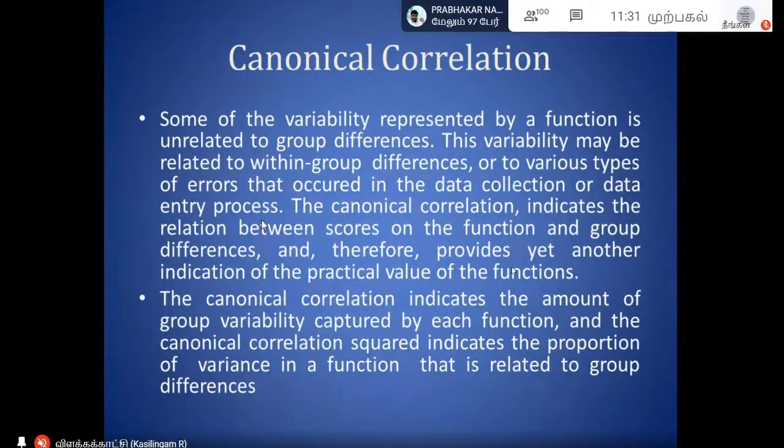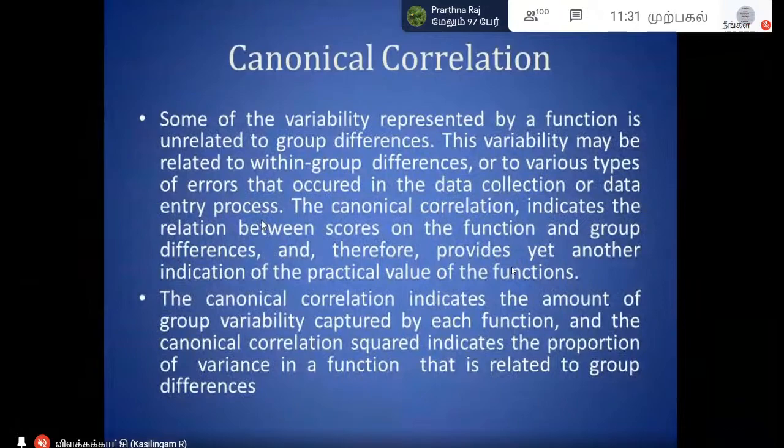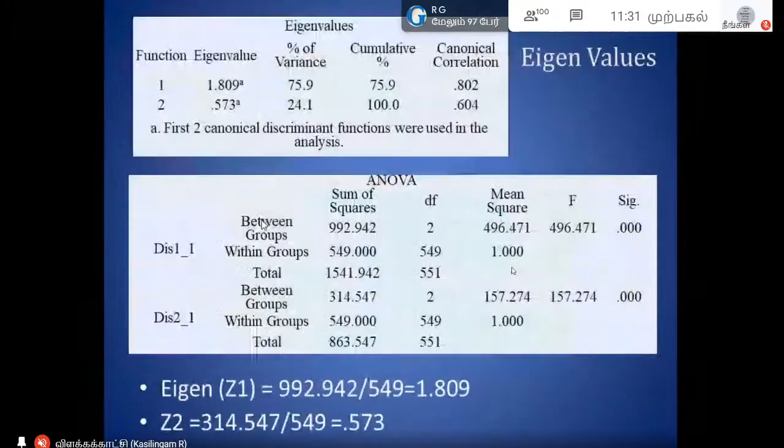So one person scoring more marks, one person scoring fewer marks. Right, very good, there is a difference. But how much of that difference is because of this function? Canonical correlation is like R square. So that is the R. How much is because of this? So this itself is 80%. That group difference variability is 80% because of that function. That is the canonical correlation.